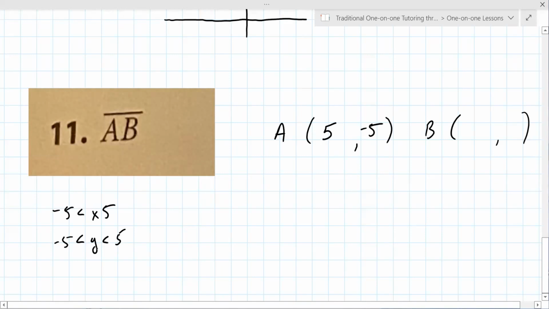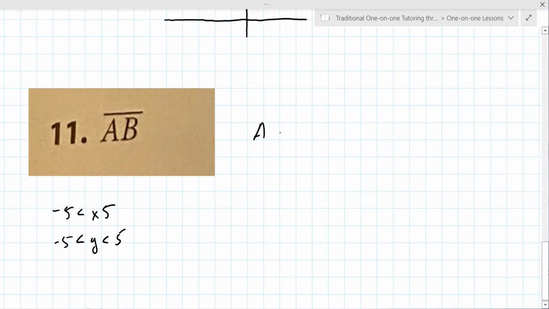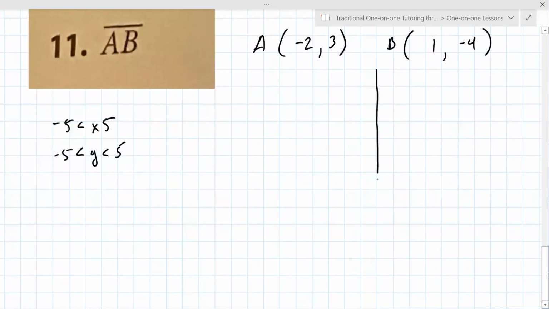Okay. I'll pick -5 and regular 5. Okay. The idea was to have you pick something closer to the origin, something like -2 and 3, and then maybe 1 and -4. Okay. So we'll go with those. And again, just draw your XY plane.